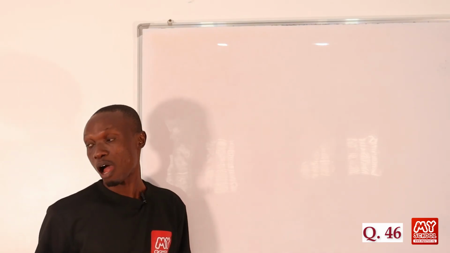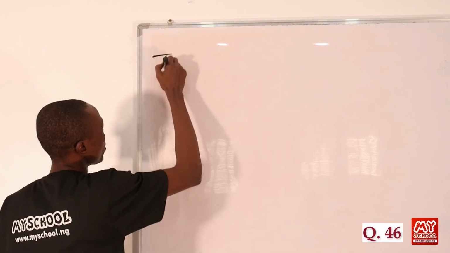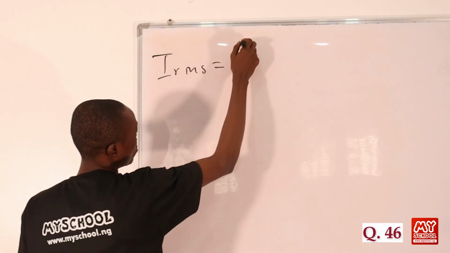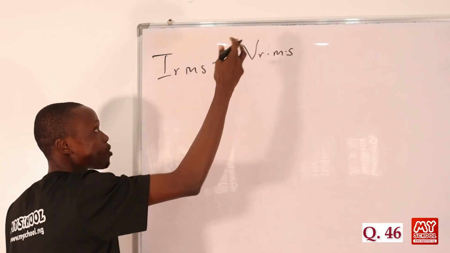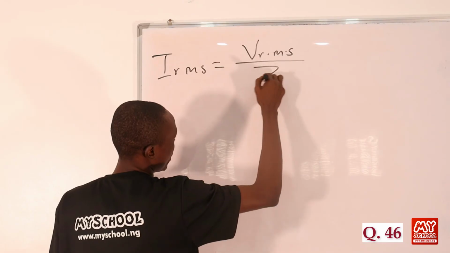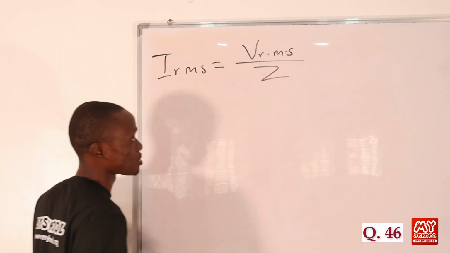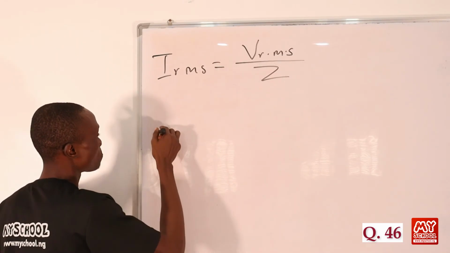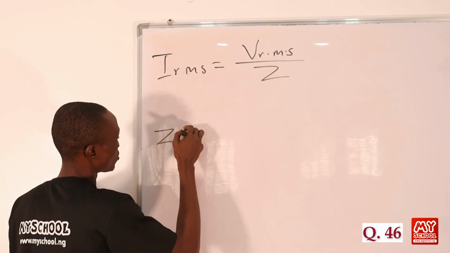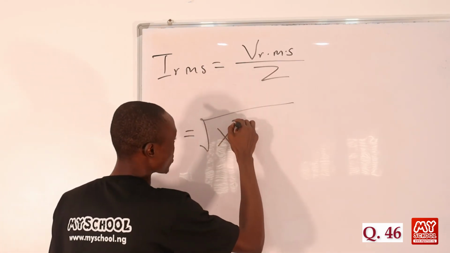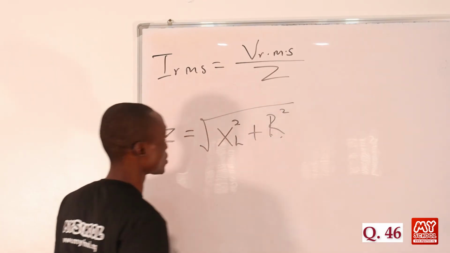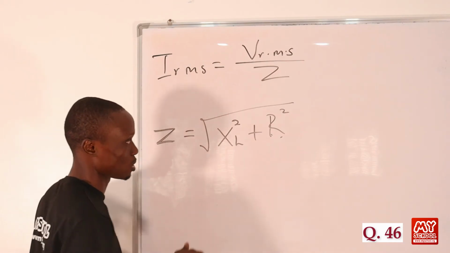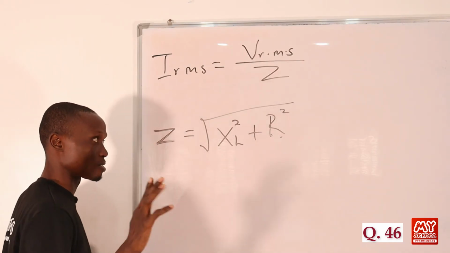So let's provide the answer to this question. So we are asked to determine the RMS current. So RMS current is equals to V_RMS, that is RMS voltage, all over Z, where Z stands for the impedance of the circuit. But remember that impedance Z is equals to square root of inductor square plus the square of the resistor. So this is actually an LR circuit, not an RLC circuit.